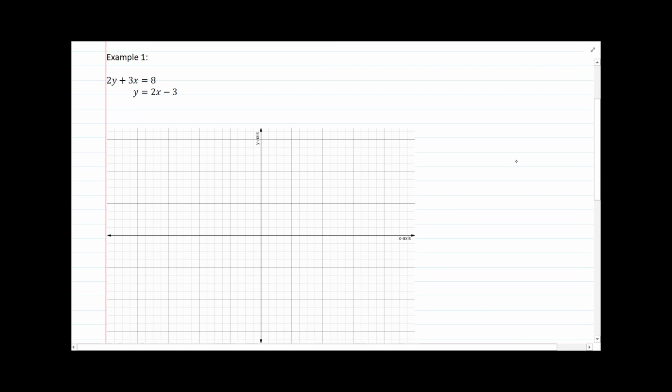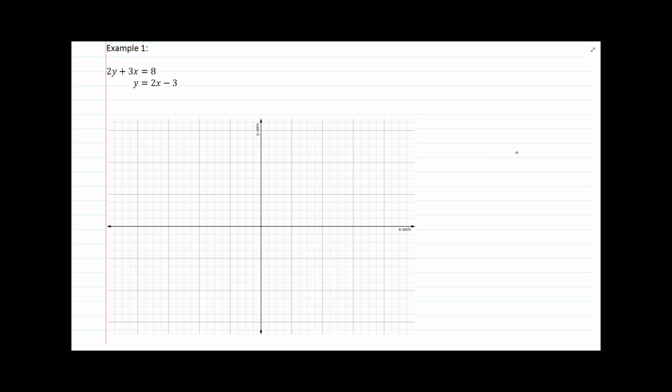So I have a simple simultaneous equation, 2y plus 3x equals 8. I'm going to call this equation number 1, and y equals 2x minus 3, and I'll call that equation number 2. So let's start by having a little bit of play with these equations.